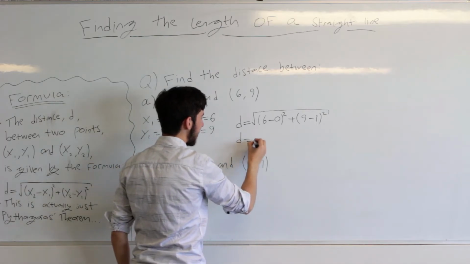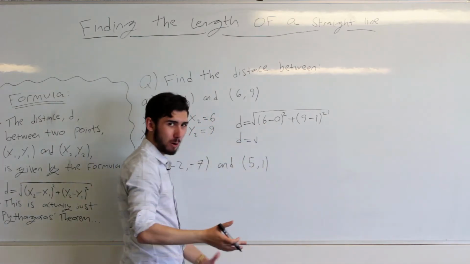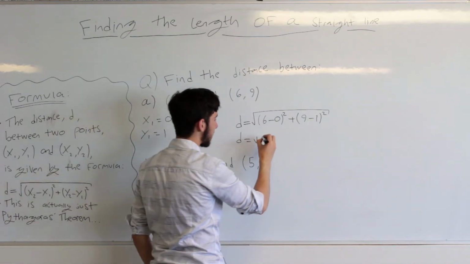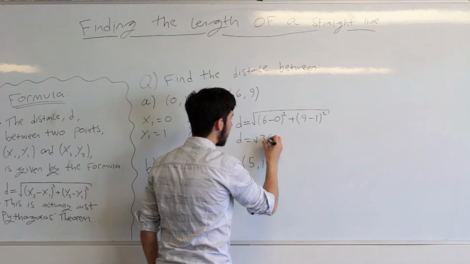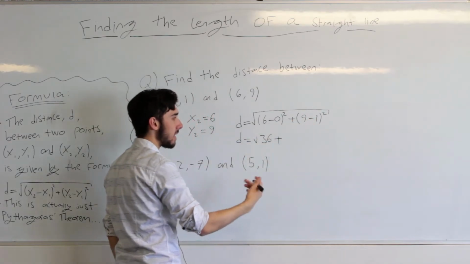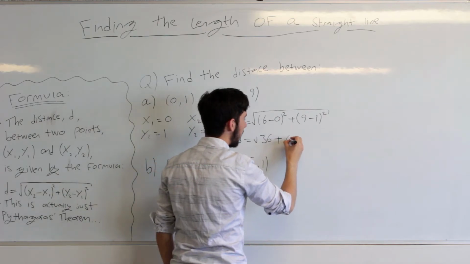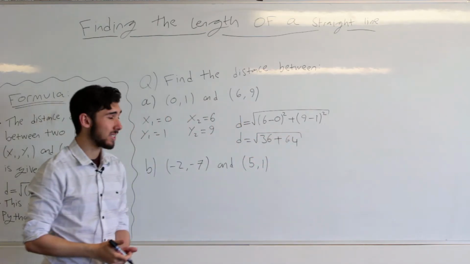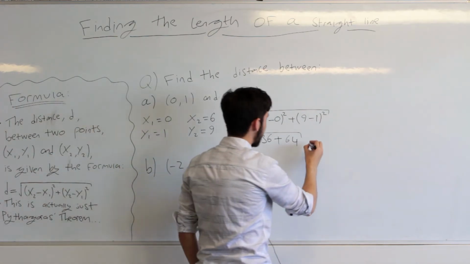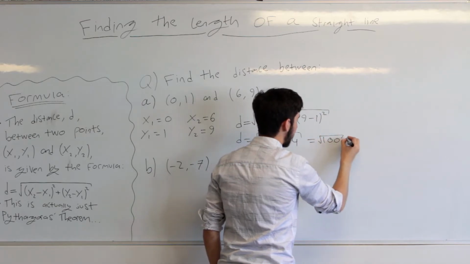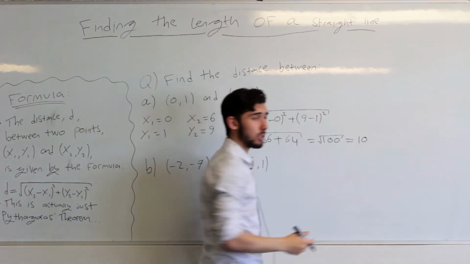So d is then equal to the square root. Well, 6 minus 0 is just 6, and 6 squared is 36. So this is the square root of 36 plus 9 minus 1, which is 8. 8 squared is 64. Now 36 plus 64 is 100. So this is equal to the square root of 100, which is obviously just 10.